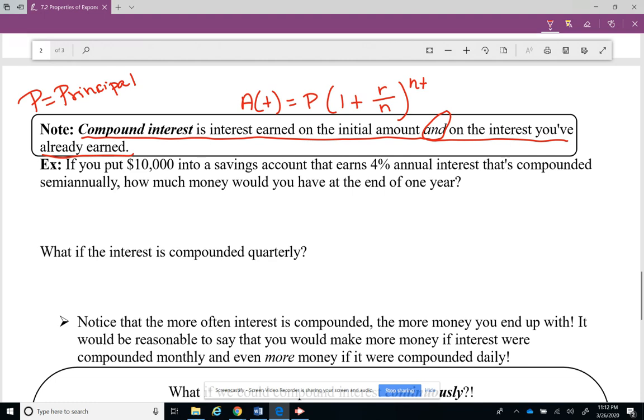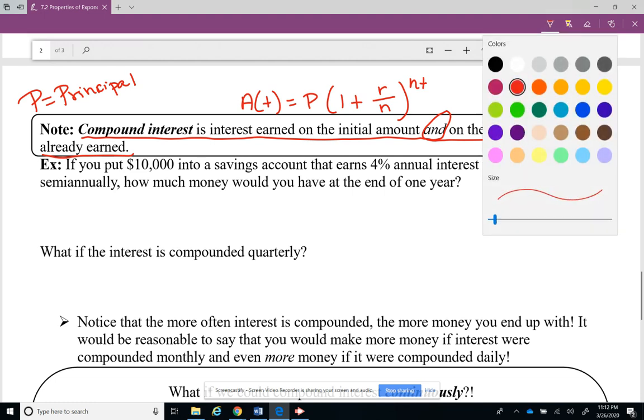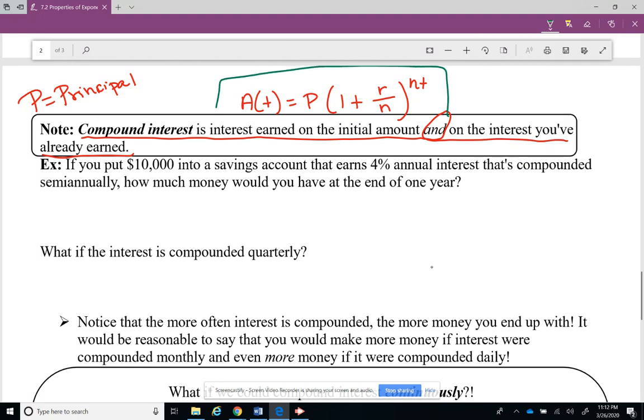All right, so let's just talk about this formula, which is very important that you look at it and understand it. Now, A of t is going to be the amount that you have in your savings account after the interest has been compounded. So that's the amount you're looking for after so much time. P is the principal. That's what you put into the savings account. This is the rate over the number of times it's compounded a year. So if it's semi-annually, it's going to be a 2. If it's quarterly, it's going to be a 4. If it's only annually, it's going to be a 1.